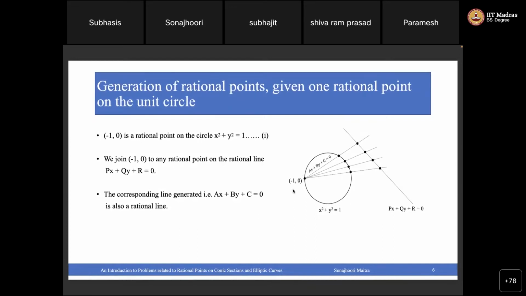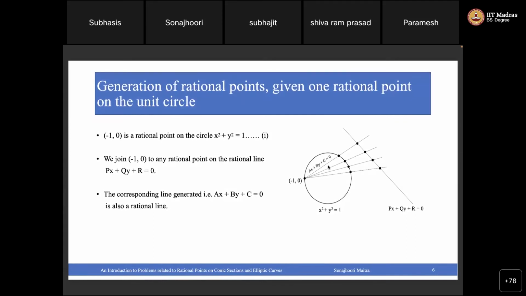And see, we also have minus 1 comma 0 as a point. We already have a rational point here. Like I already said, the other rational points can be generated given one rational point. Now, finding one rational point on a conic by Legendre theorem is not a very easy problem. So I have considered this conic, for example, so that it would be easier for me to explain.